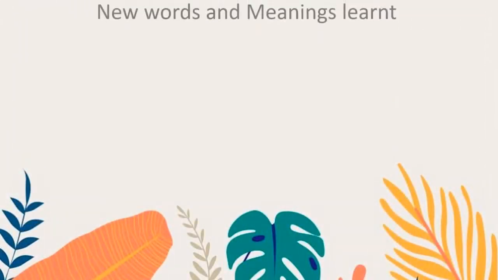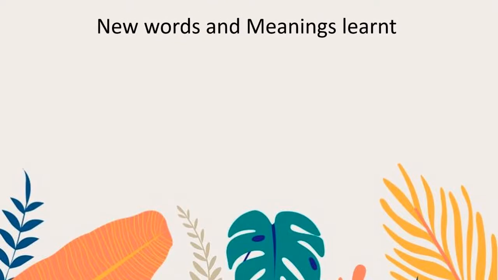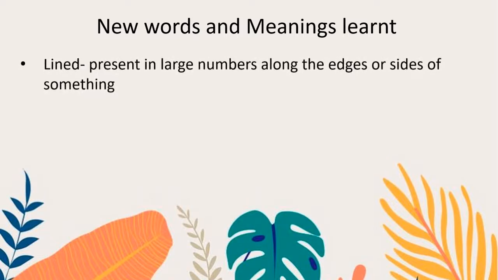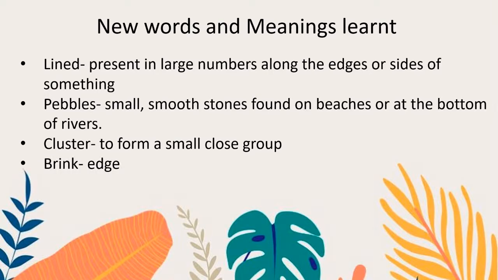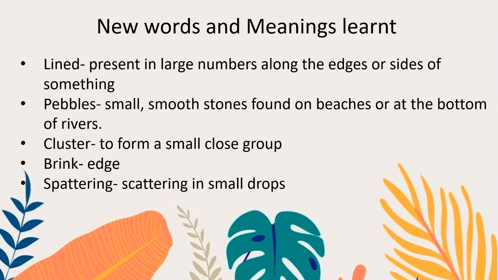New words and meanings learned from the poem. First one is lined, means present in large numbers along the edges or sides of something. Second one is pebbles, means small, smooth stones found on beaches or at the bottom of rivers. Third one is cluster, means to form a small close group. The fourth one is brink, means edge. The fifth one is spattering, means scattering in small drops.